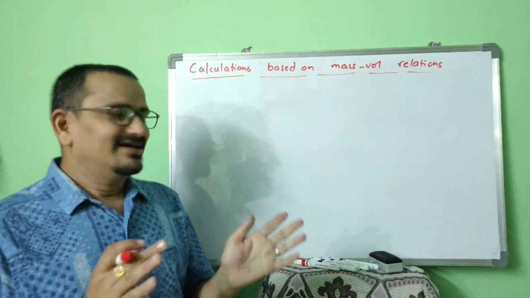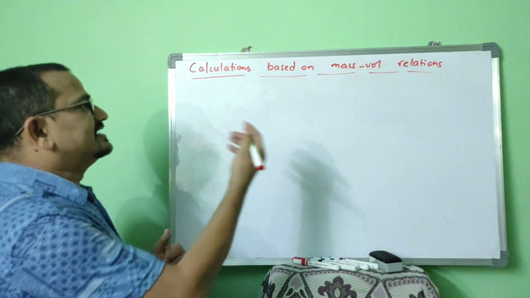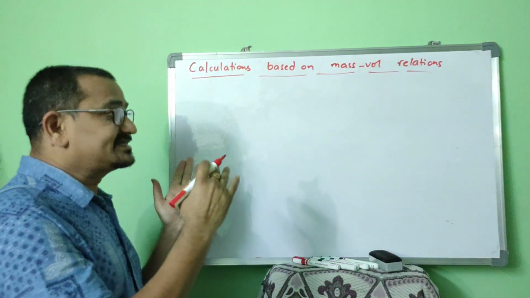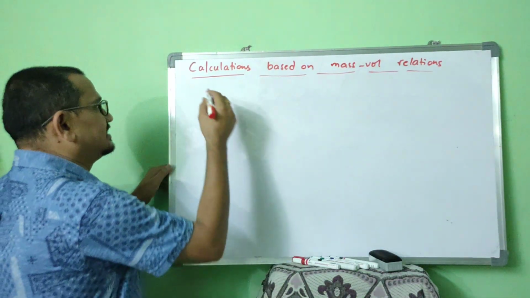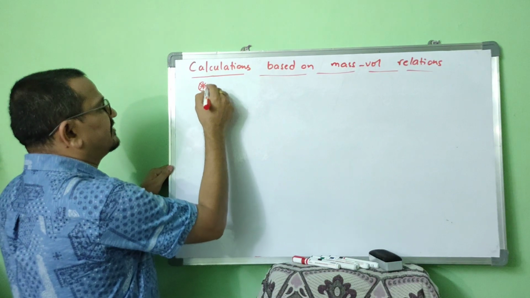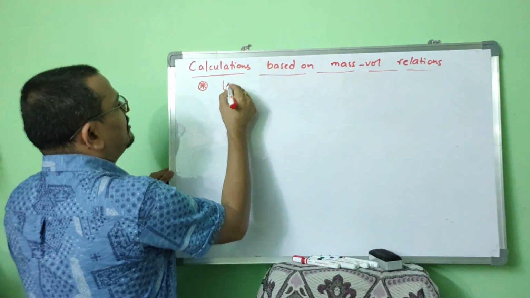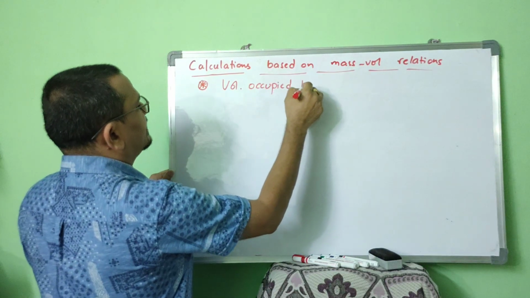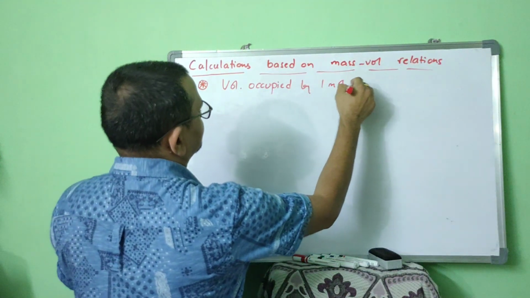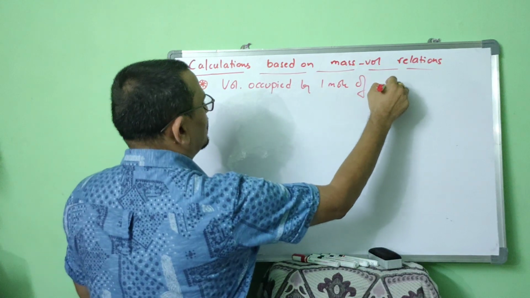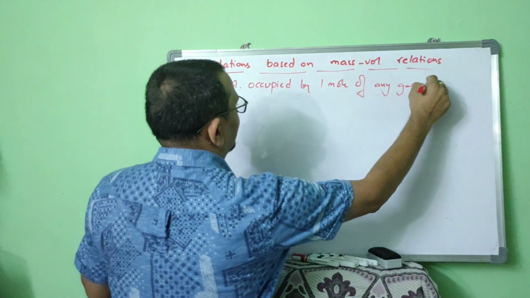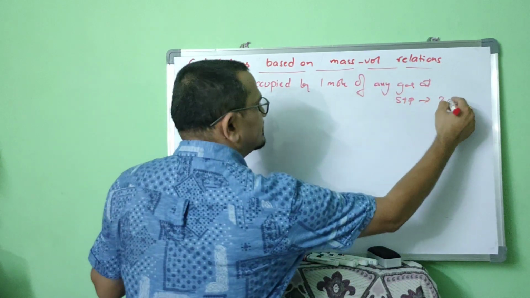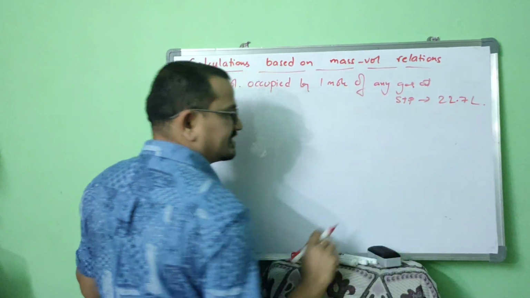Hi everyone. Now in this session we are going to discuss a few more numericals based on mass volume relation. Here the point to be recollected is the volume occupied by 1 mole of any gas at STP. Volume occupied by 1 mole of any gas at STP is 22.7 liters, right?